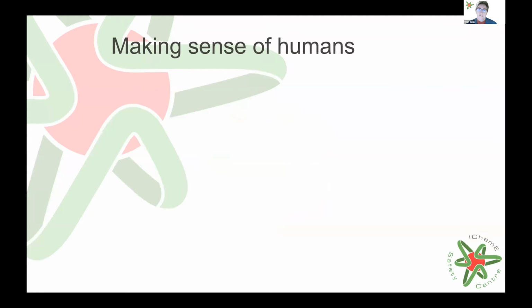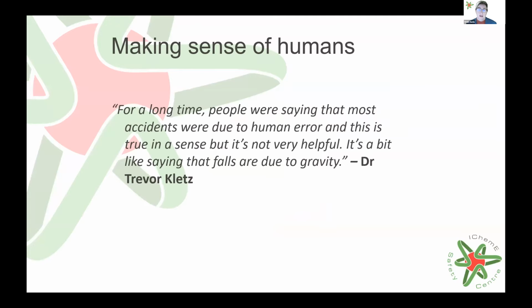And the challenge we have is that sometimes humans make mistakes, and we will continue to make mistakes. What we need to do is make sure those mistakes don't cause an incident. And as Trevor Kletz once said, for a long time, people were saying that most accidents were due to human error. And this is true in a sense, but it's not very helpful. It's a bit like saying falls are due to gravity. So humans will make mistakes. We need to accept that. We need to make sure our systems are resilient to cope with those mistakes.